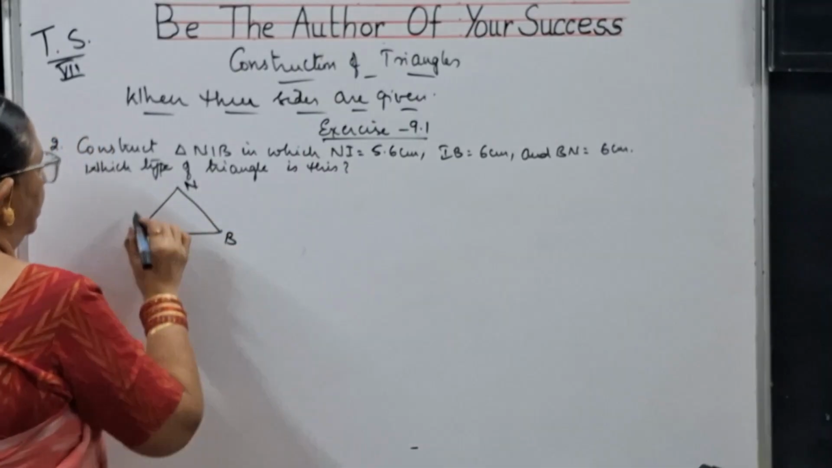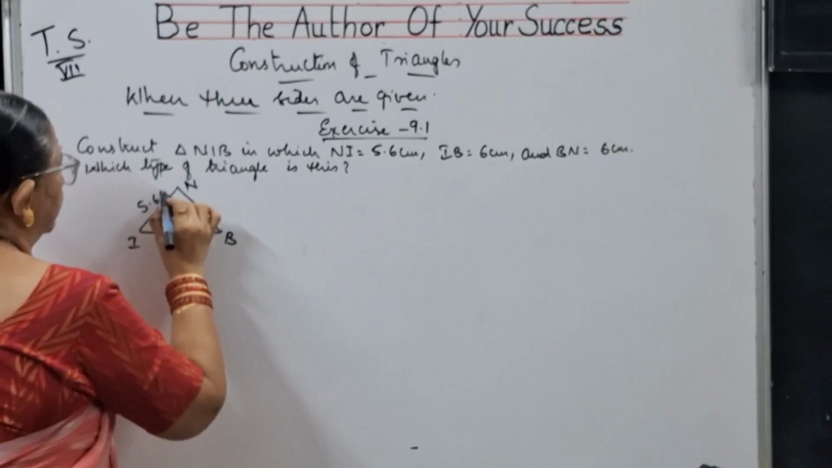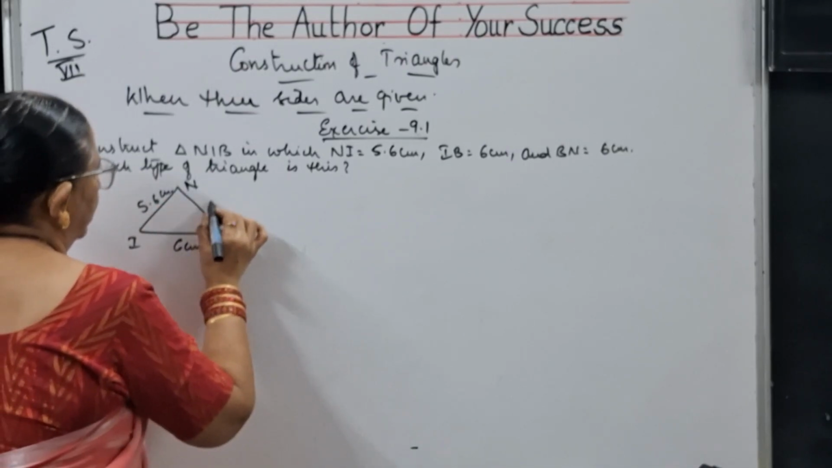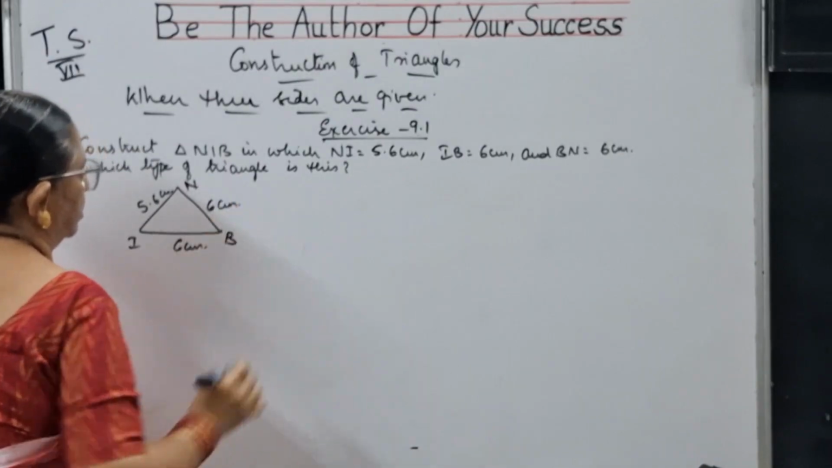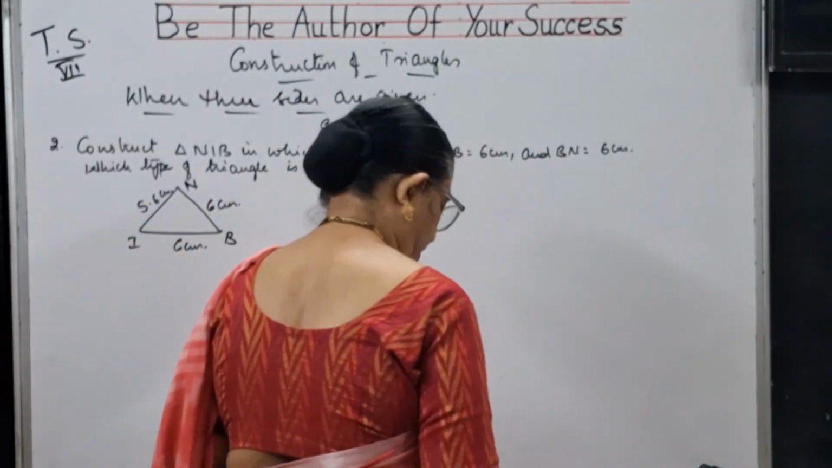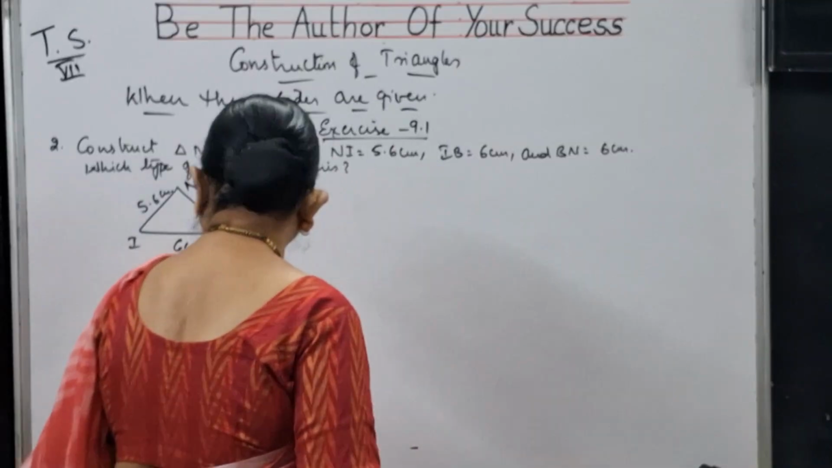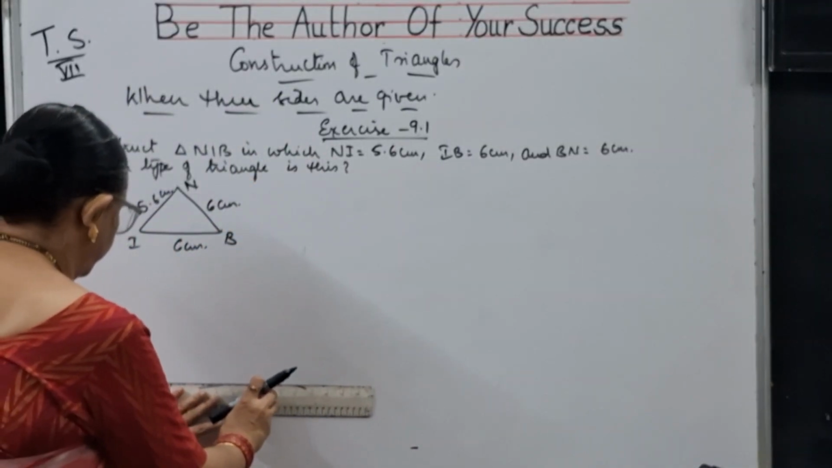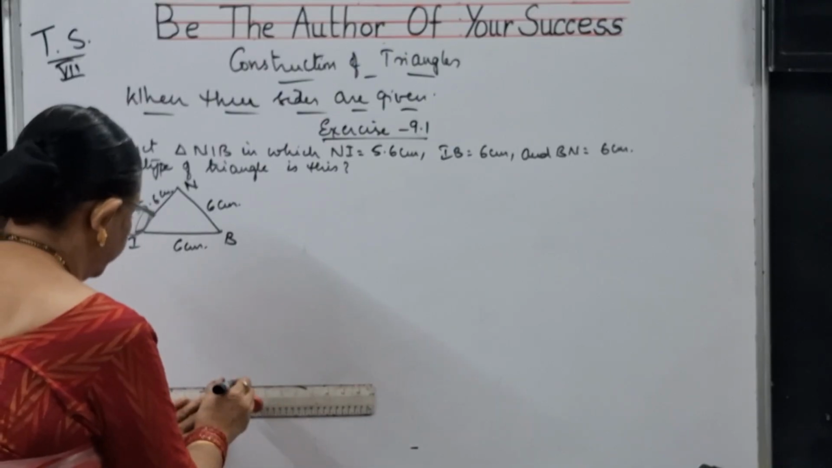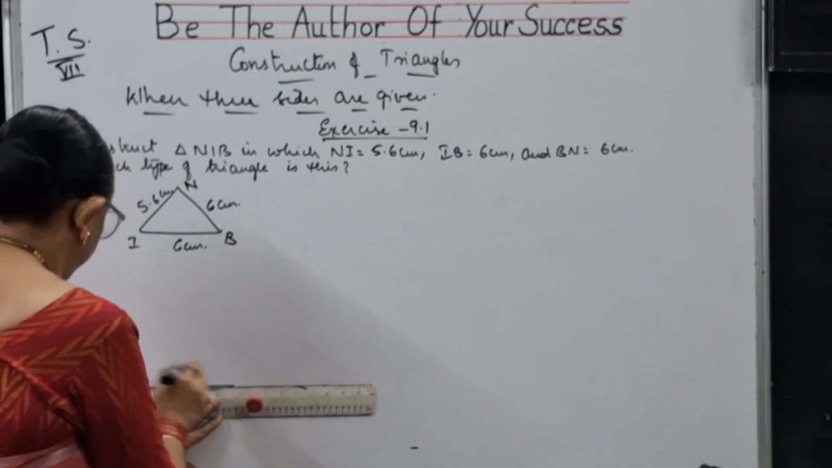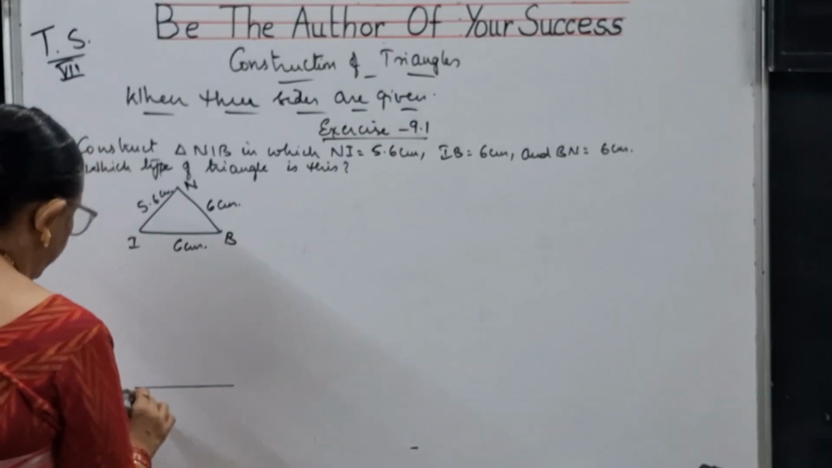NIB. NI is 5.6 centimeters, IB is 6 centimeters and BN also is 6 centimeters. So basing on this, let us draw the triangle. First, I should draw IB 6 centimeters. So this is the 6 centimeters line segment IB.